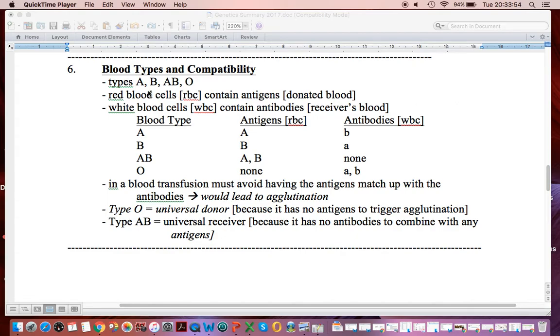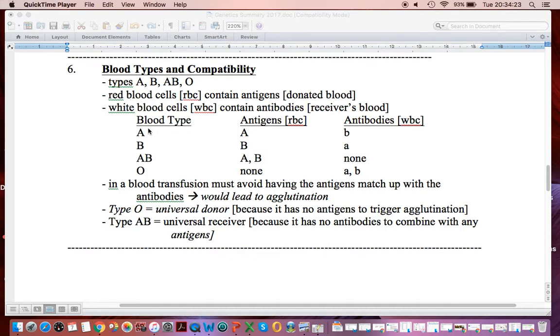The blood type name comes from the type of antigen present in the red blood cells. So blood type A cleverly has A antigens, B will have B antigens, AB has both A and B antigens, and type O has none. And antigens are things on the surface of red blood cells that may trigger a response in the receiver's immune system.